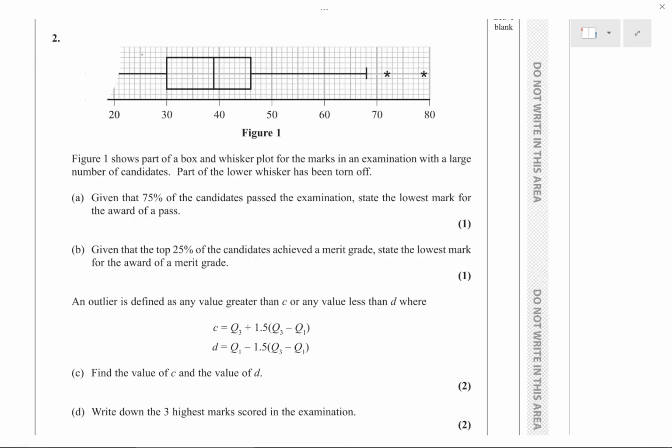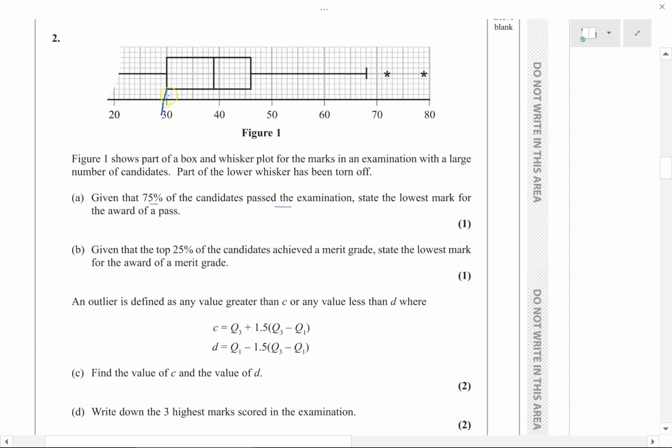Figure 2 shows part of a box plot for marks in an examination with a large number of candidates. Part of the lower whisker has been torn off. There we go. So obviously there's going to be a question about that. Given that 75% of the candidates passed the examination, state the lowest mark to award for a pass.